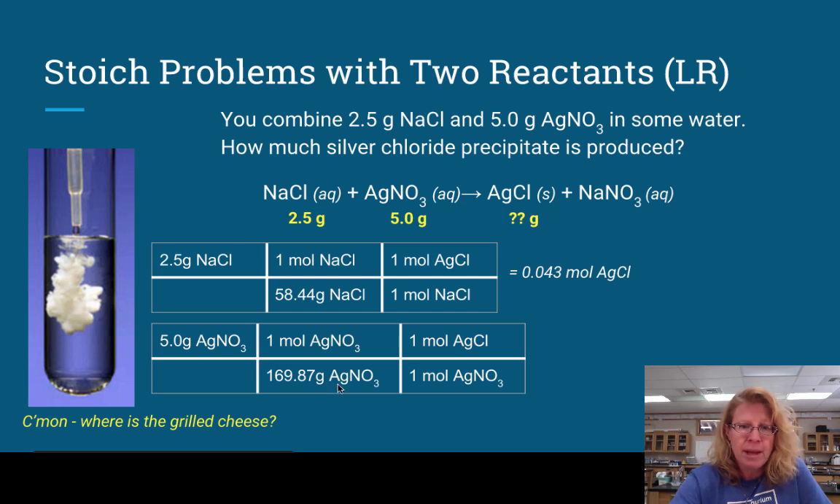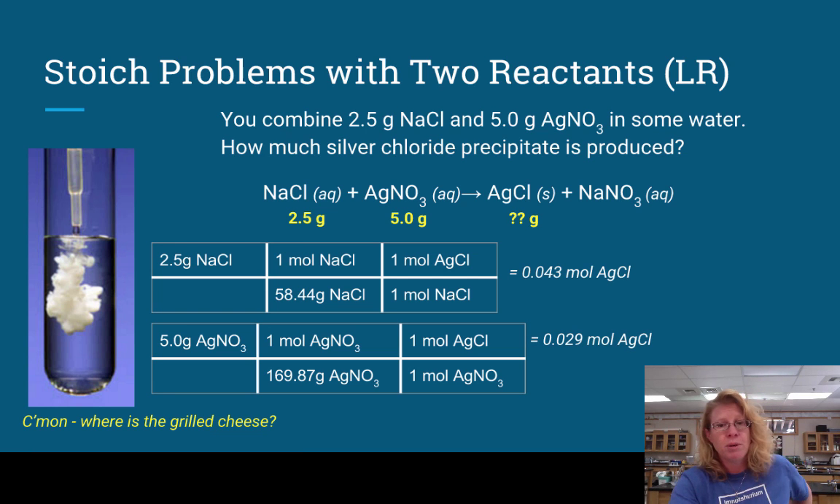You can go look up what all the masses are. Silver's 107, nitrogen's 14, and oxygens are 16 times 3. So that's where that 169.87 comes from. And then here is our mole to mole step. And again, it's 1 to 1 because this particular equation has coefficients of 1 all the way across. And when I do the math on that, I get 0.029 moles of AgCl potentially formed.